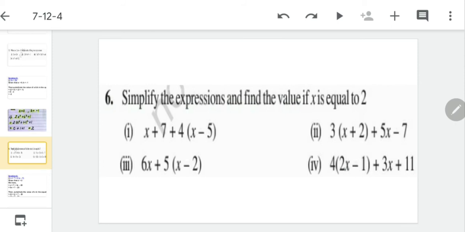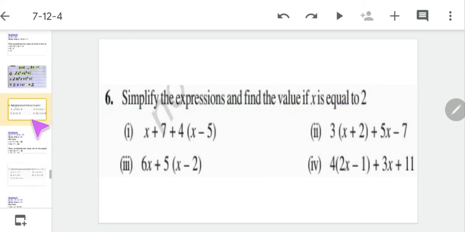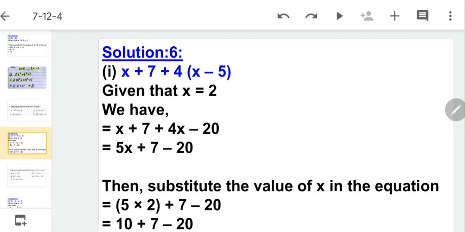Now simplify the expression and find the value of x. Find the value of the expression if x is equal to 2. That means we have been given the value of x equals 2 and we have to find the value of these expressions. So children, you can easily see that this whole exercise is based on just finding the value of an expression when we have been given the value of the variable.